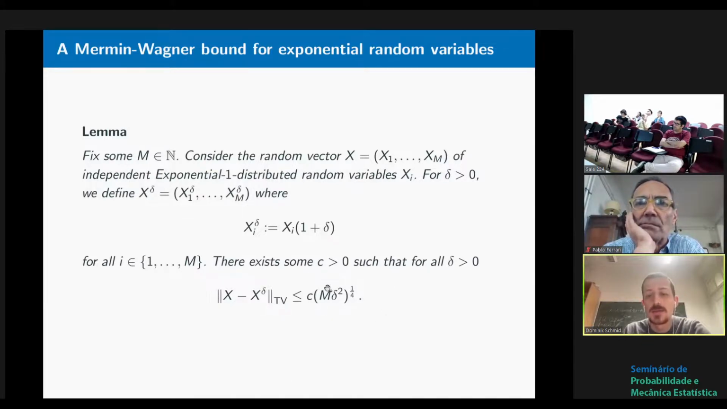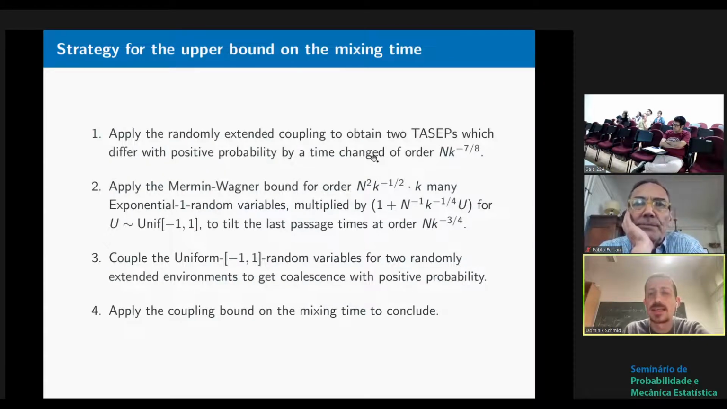Okay, but it's crucial that we get this slightly improved bound of order m times delta squared. The reason is that this is enough to get rid of the remaining time change of order n times k to the -7/8. Notice that from before, we can couple these two TASEPs for any pair of initial conditions with positive probability up to this time change of order n times k to the -7/8.